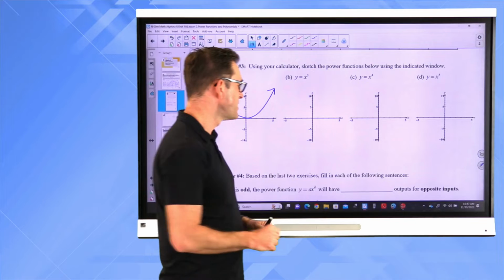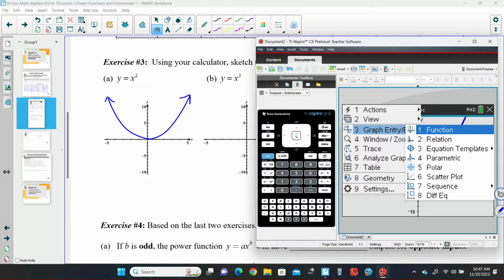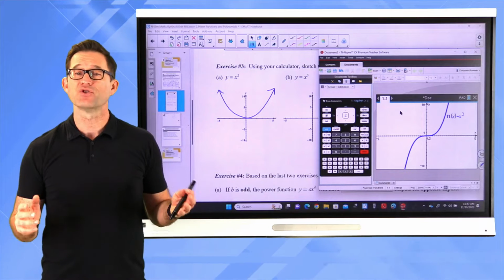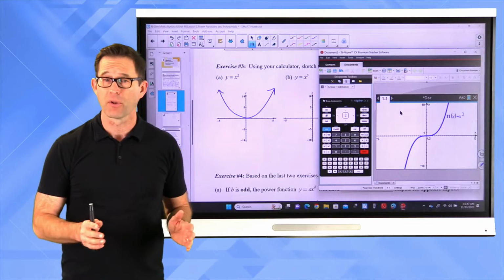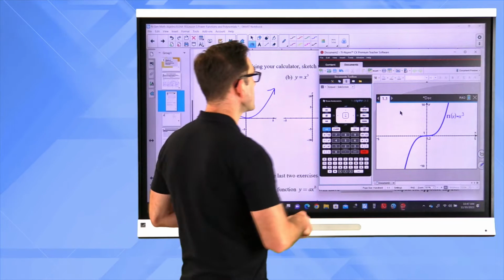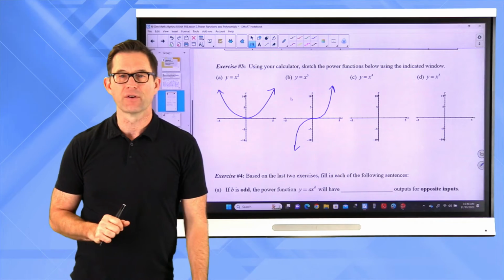All right, let's take a look at y equals x cubed. The great thing here is I can go into my graph entry edit, hit the up button, and simply change my exponent to a 3. Since I've already set my window, I don't have to change anything. Here I've got y equals x cubed. And notice again, instead of getting a parabola, I get negative y values here and positive y values there. So I get something that looks a little bit like this. And again, we don't need to make this look exactly perfect. I just want to get it relatively correct.